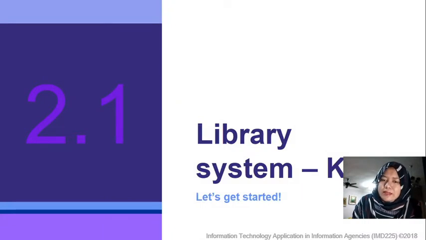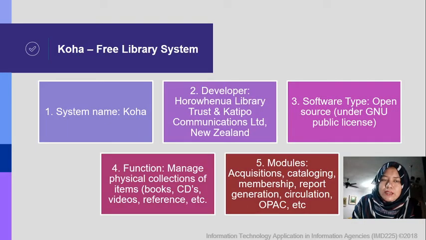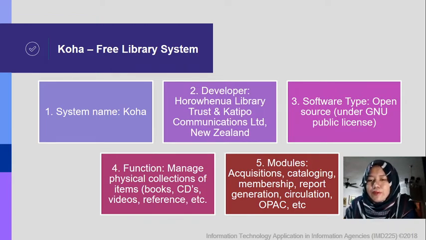So let's get started with the library system, which is Koha. Koha is a free library system. The developers are Horowhenua Library Trust and Katipo Communications, New Zealand. The software type is open source under the GNU Public License. The function of Koha is to manage physical collections of items, including books, CDs, videos, references and so on. It has a few modules known as acquisition, cataloging, membership, report generation, circulation, OPAC and so on.